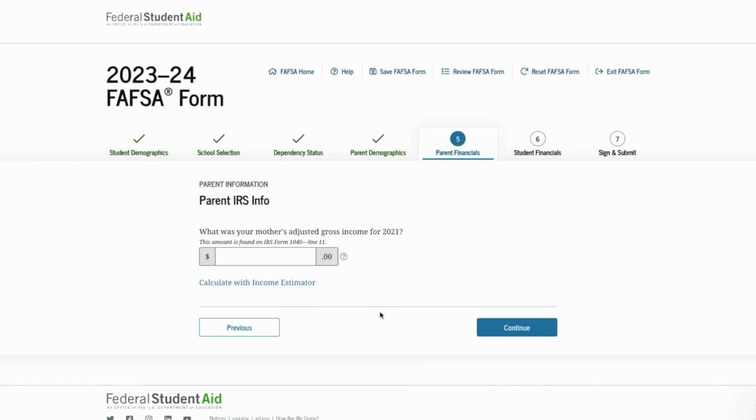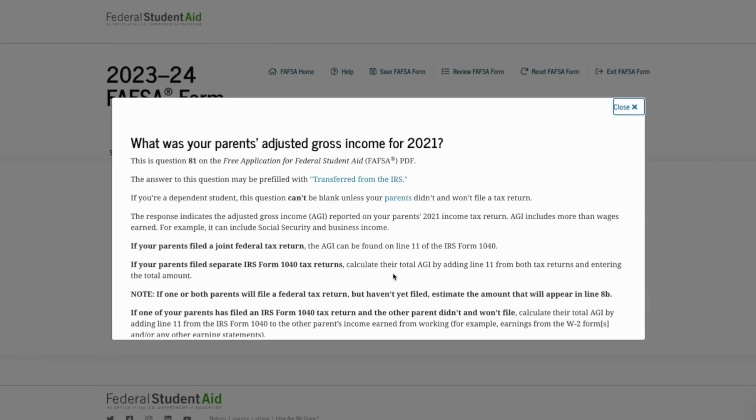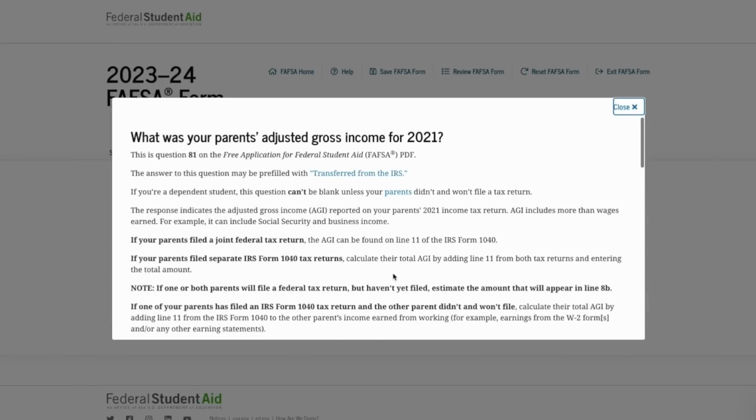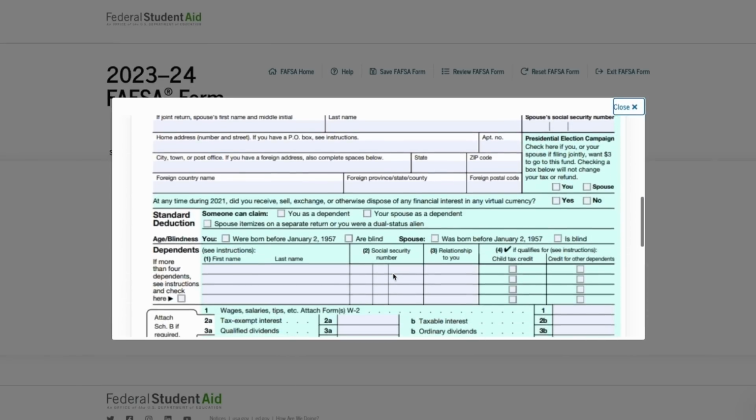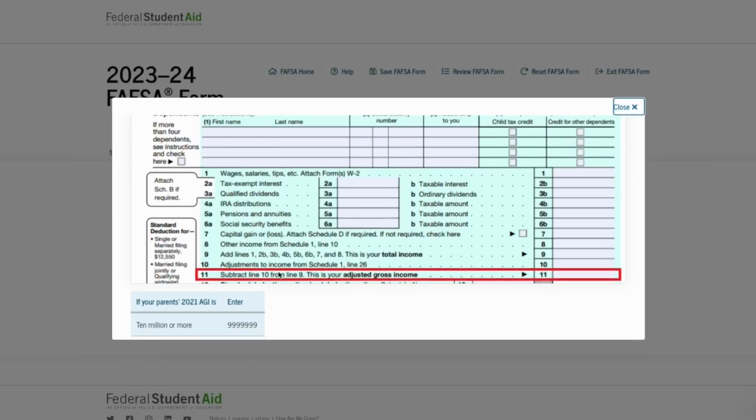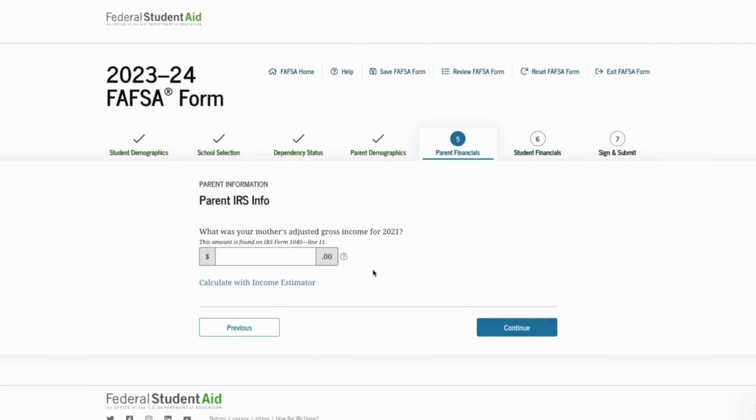The first screen asks for your mom's adjusted gross income for 2021. You can easily find this information on her tax return under line 11, and you can see here that FAFSA has pop-ups to show you exactly where to find this information on the tax return. So you can enter information from line 11 here. It's important to know also that every one of these screens has this question mark and tooltip, which will allow you to quickly find information that you may need to enter on different forms that your parents have.